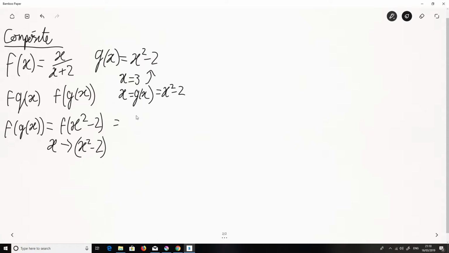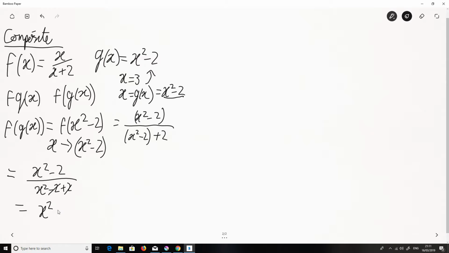So we put this in, and we get x squared minus 2 over x squared minus 2 plus 2. See, it's just a simple process. All we've done is taken this and put it in everywhere where there's an x. So we can now simplify this down. So we have x squared minus 2 over x squared minus 2 plus 2. Those two cancel out. So we get x squared minus 2 over x squared.